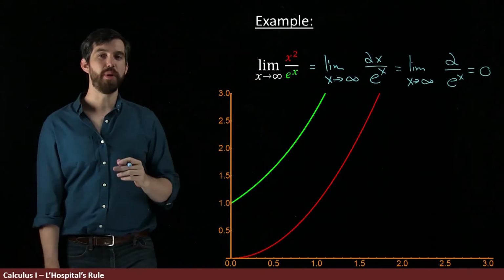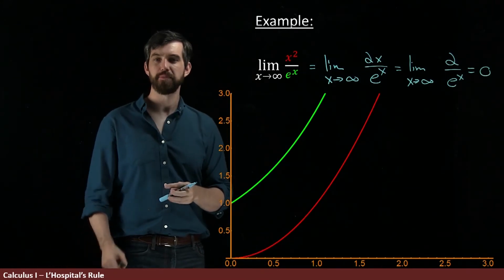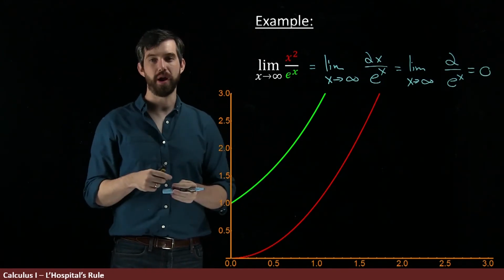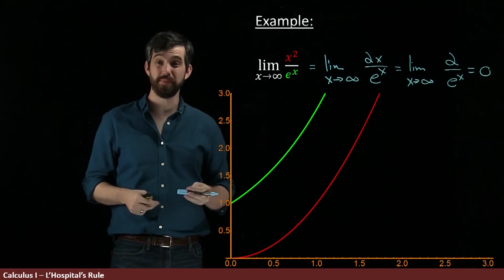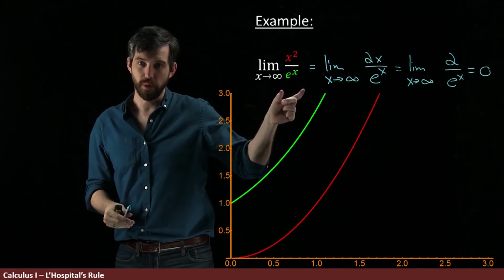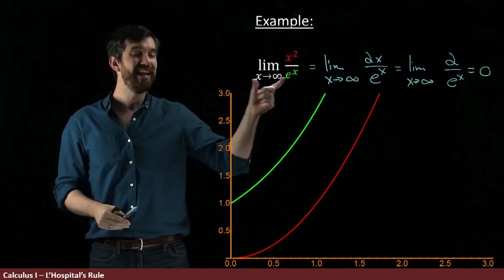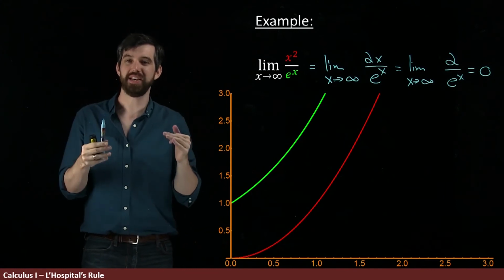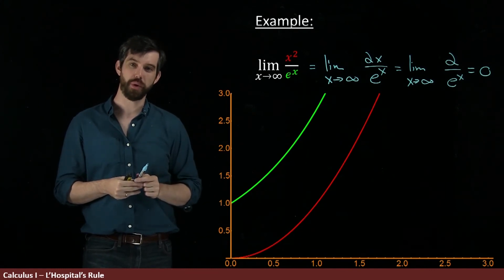So the way I can think about both of these examples is that e to the x dominates the growth of x squared. Yeah, they both grow, but e to the x grows way, way faster, such that the ratio between them, x squared divided by e to the x, goes to 0, which represents just how fast e to the x is growing.